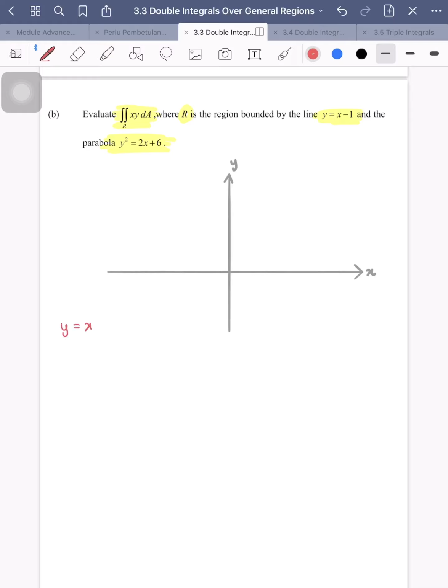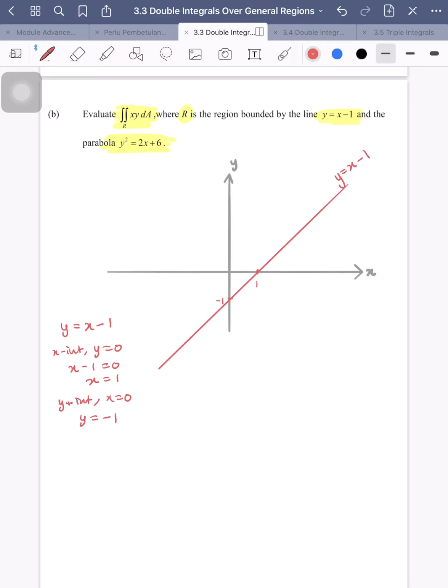Okay, to sketch this line, I find the intercepts first. y equal to x minus 1. So for the x intercept, y equal to 0. So x minus 1 equal to 0, x equal to 1. For the y intercept, x equal to 0, so y equal to negative 1. So the y intercept is at negative 1 and the x intercept at 1. Okay, then I connect them, I will get the straight line. Okay, this is the line for y equal to x minus 1.